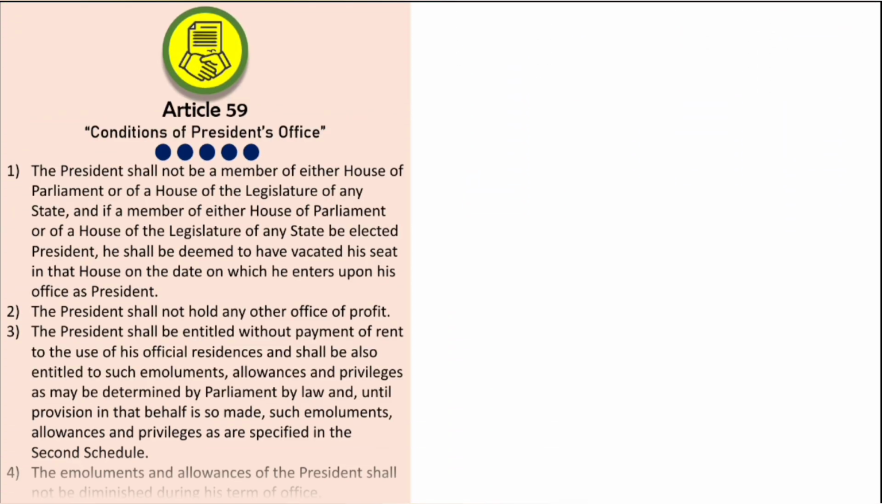Now let's move to our next article, that is Article 59. Article 59 talks about conditions of President's office. Pause the video and read the provision first. Now this article contains 4 clauses.